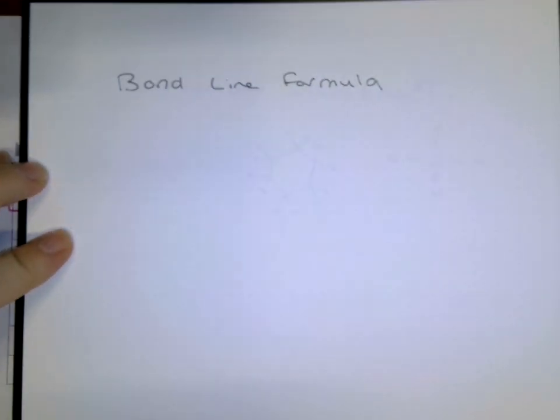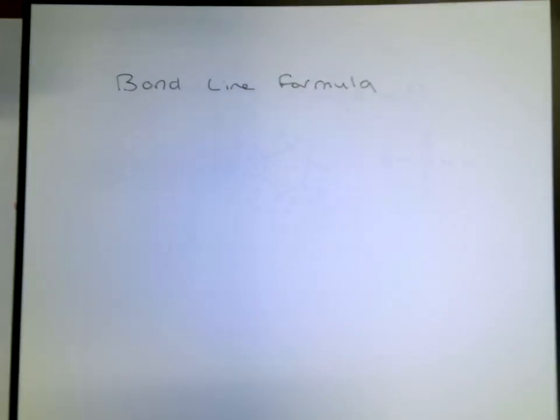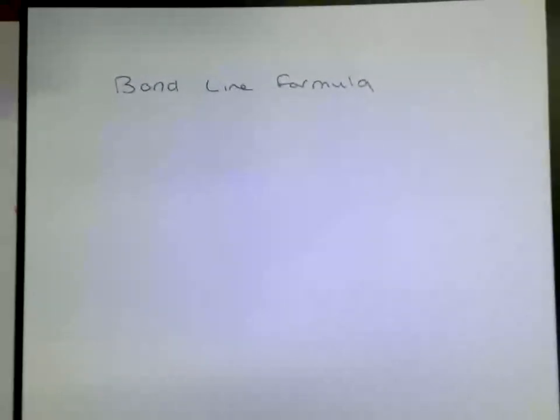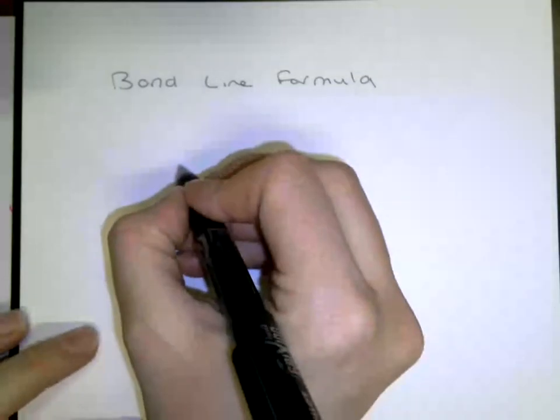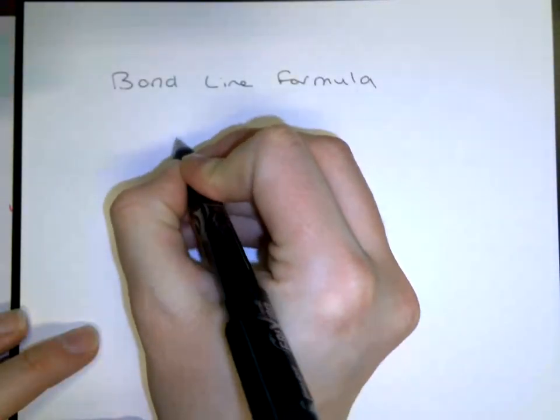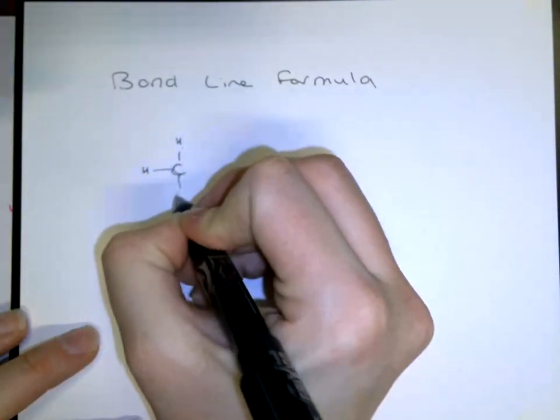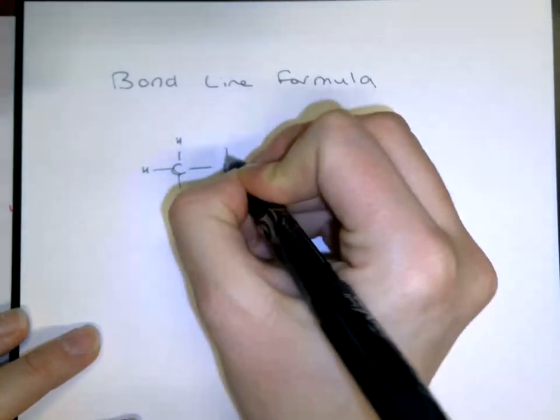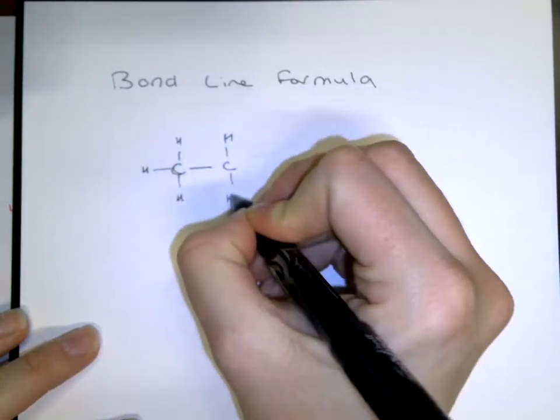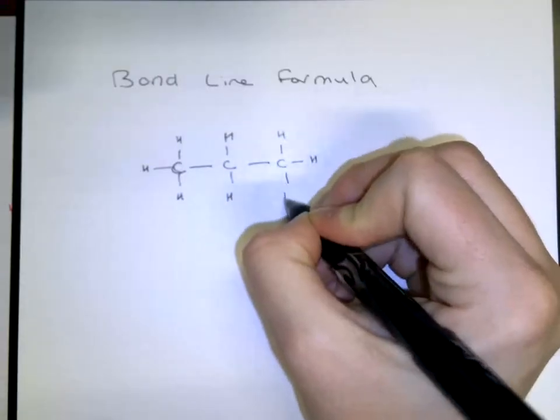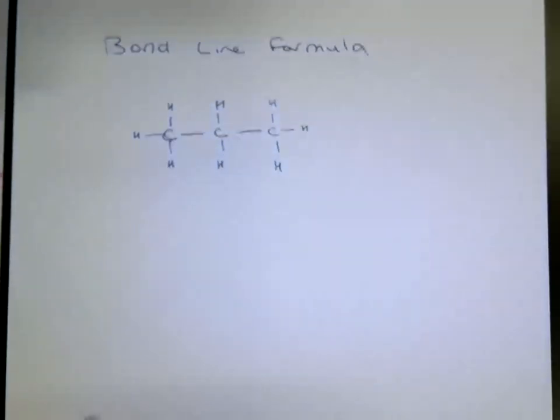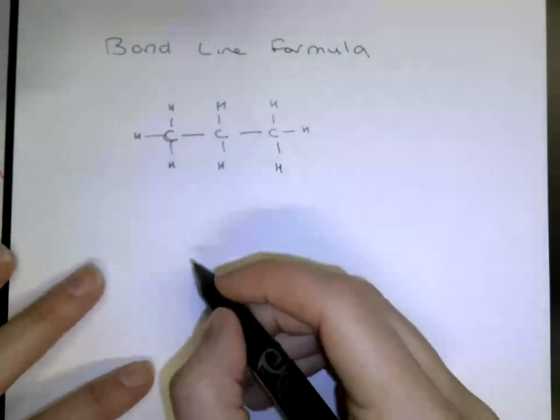Hi y'all. So today I'm going to do a quick overview of bond line formula in organic chemistry. Up till now you've probably seen molecules drawn with every single atom and every single bond, like in a Lewis structure, something like this. But for organic chemists, that becomes unrealistic because we have really big molecules with lots of carbons and lots of hydrogens.